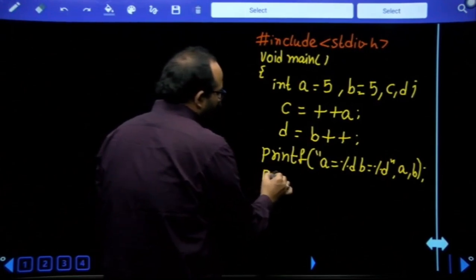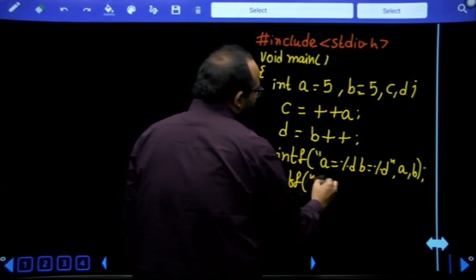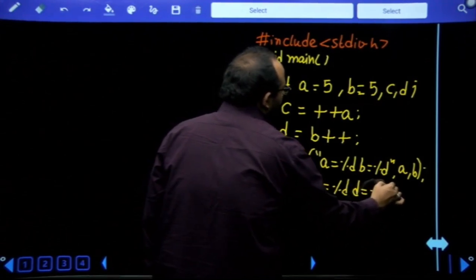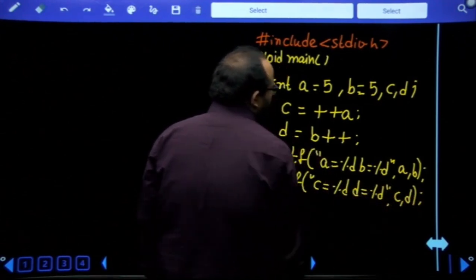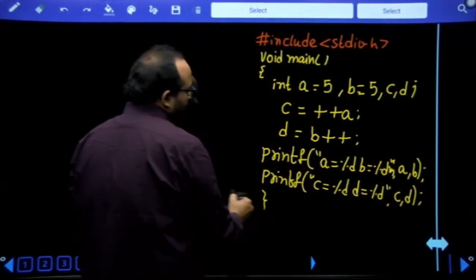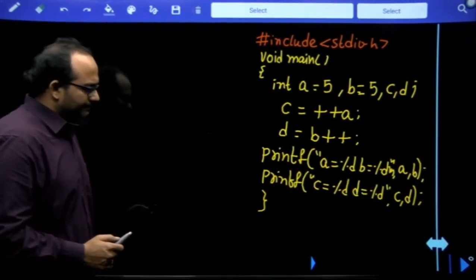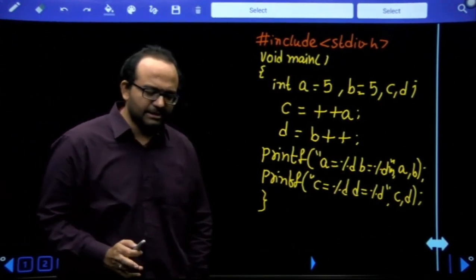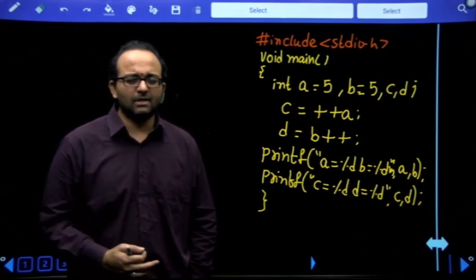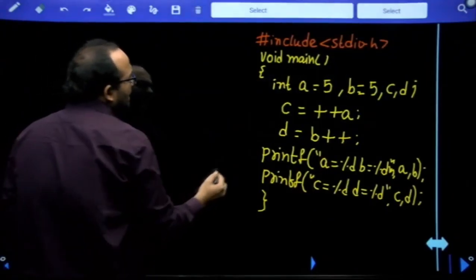And then printing the value of c and d. c is equal to %d, d is equal to %d, c comma d. So you can use \n here. Okay. Let's see the working of this particular program. And in this example, you can clearly see the difference between post increment and pre increment when you're applying this as part of the expression.